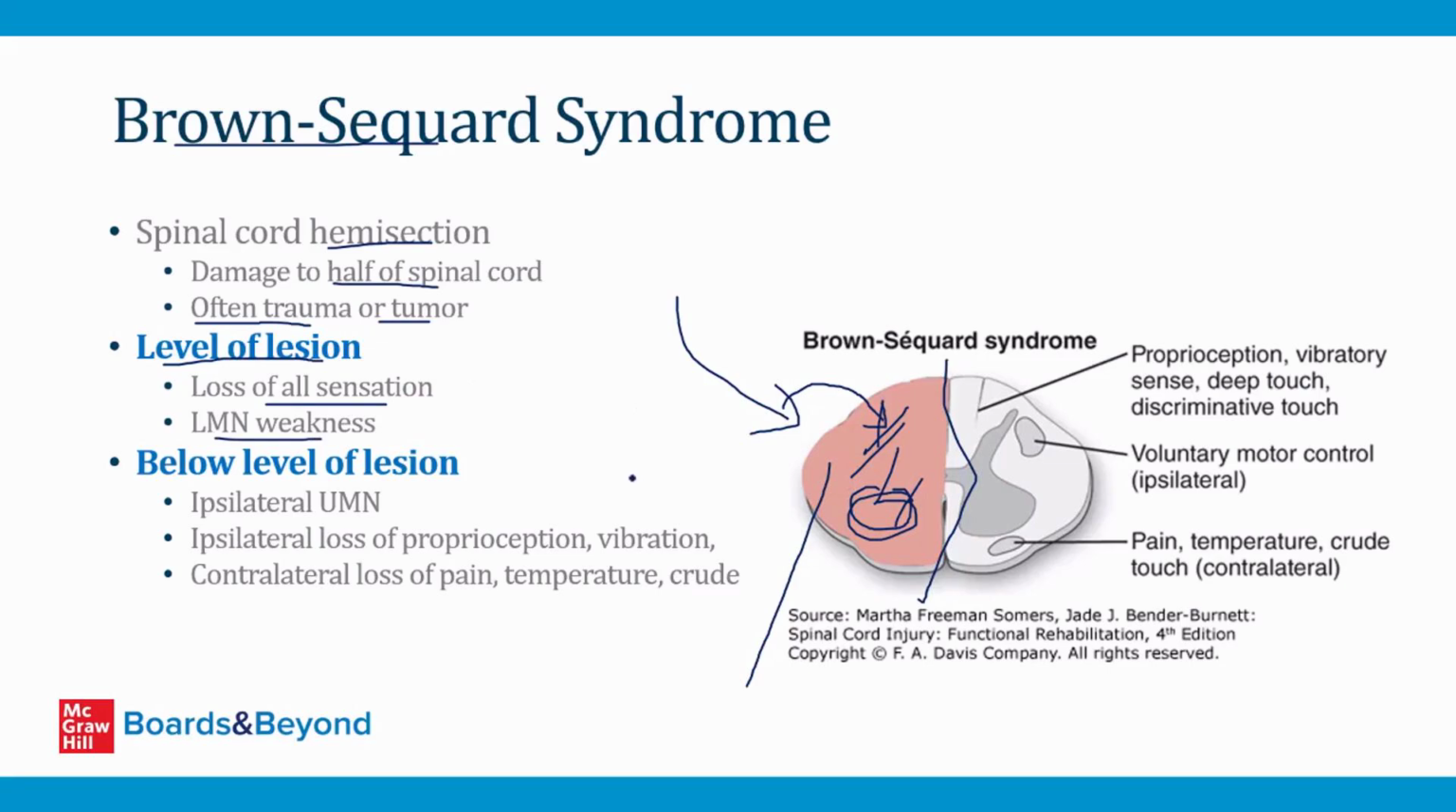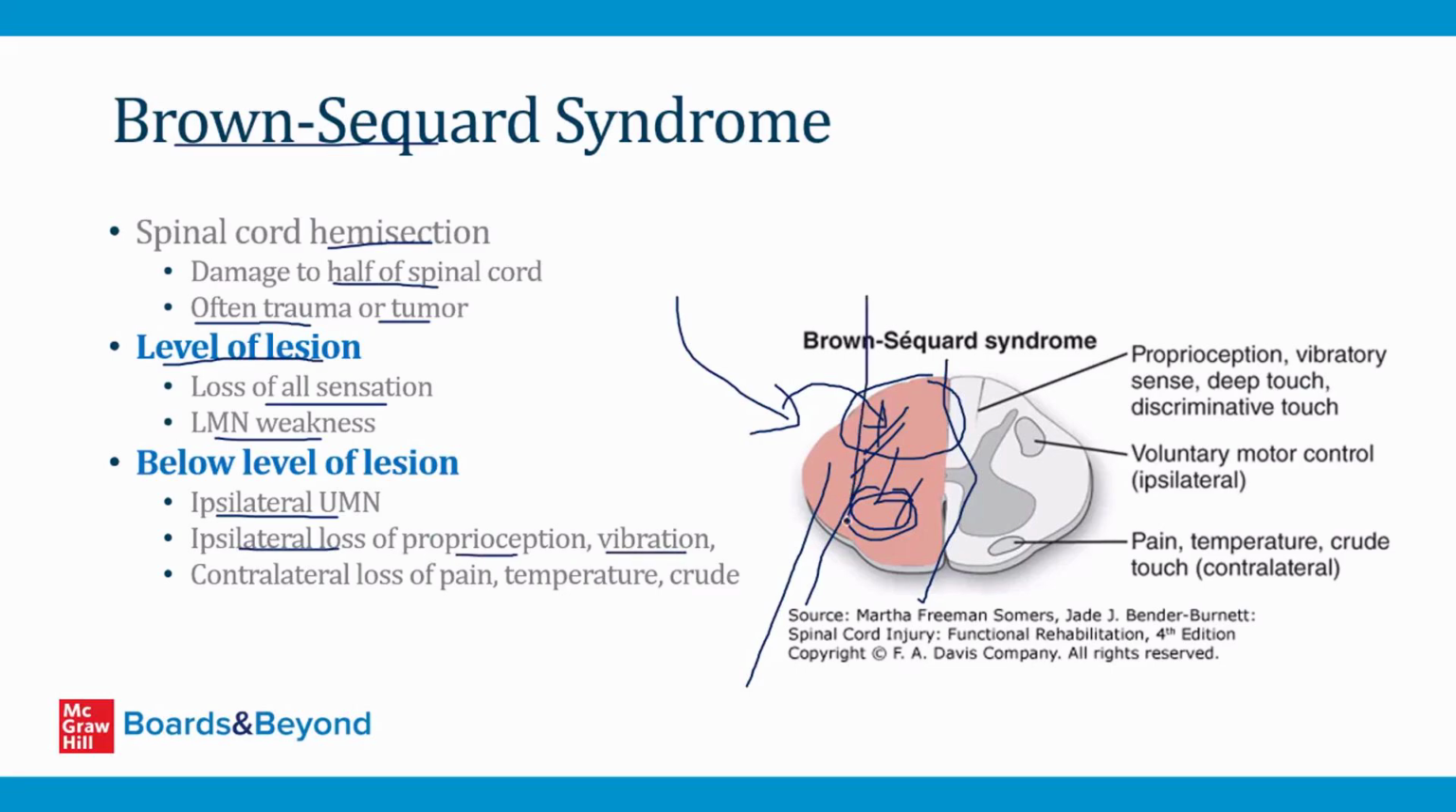Below the level of the lesion, you're going to have damage to the corticospinal tracts, which are running downward through the area that's affected. So you will have ipsilateral upper motor neuron type weakness. This refers to weakness associated with spasticity and hyperreflexia. You're also going to lose the posterior columns on the affected side, so you're going to have ipsilateral, or same side as the lesion, loss of proprioception and vibration.